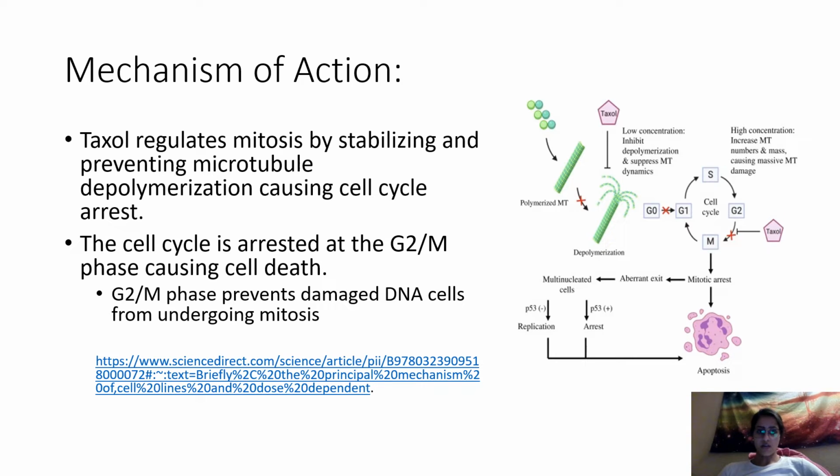And so the mechanism of action for Taxol is that Taxol regulates mitosis by stabilizing and preventing microtubule depolymerization, which causes the cell cycle to arrest. The cell cycle is arrested in the G2M phase, which causes cell death. If you remember, the G2M phase prevents damaged DNA cells from undergoing mitosis. You can see in the figure that Taxol inhibits the G2M phase, which leads to mitotic arrest and which leads to apoptosis.